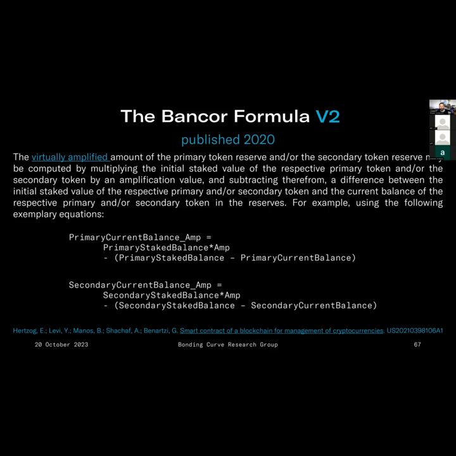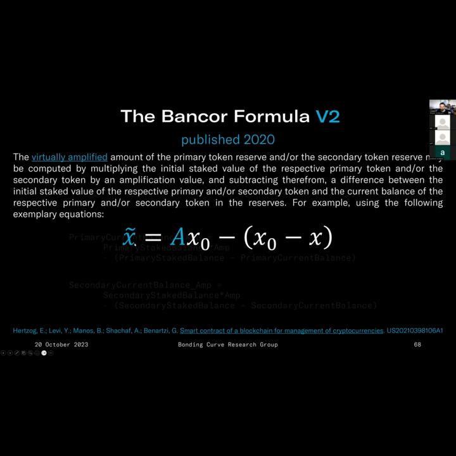What we're really saying here is that the current balance times the amplification term, the virtually amplified token balance where you are currently on whatever the bonding curve is, is equal to this amplification term times the original balance of tokens that you had at the time the pool was created, if you want to think of it that way. I still think this is the best heuristic, minus that same value, whatever that stake balance is, minus whatever the current balance is.